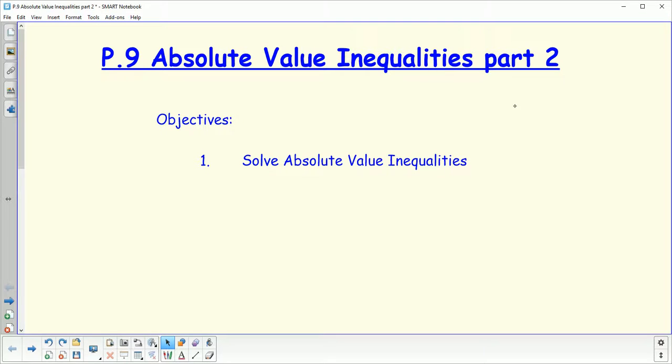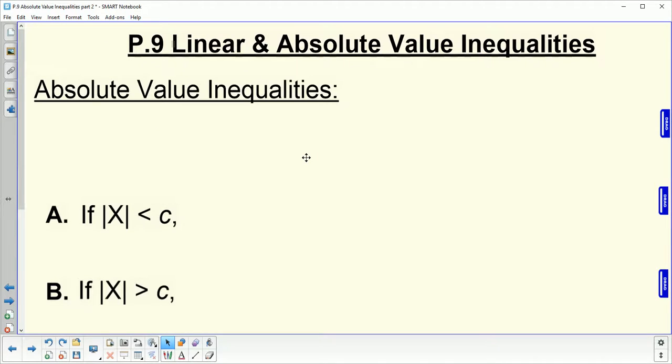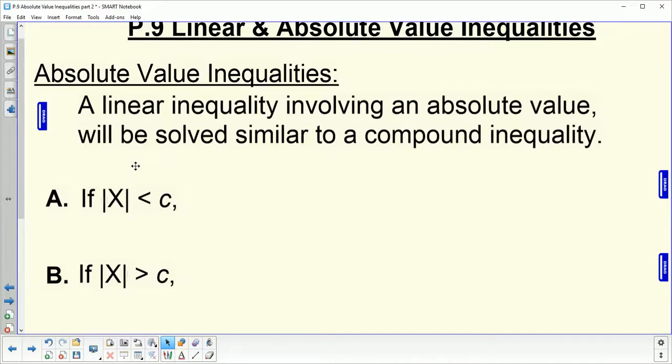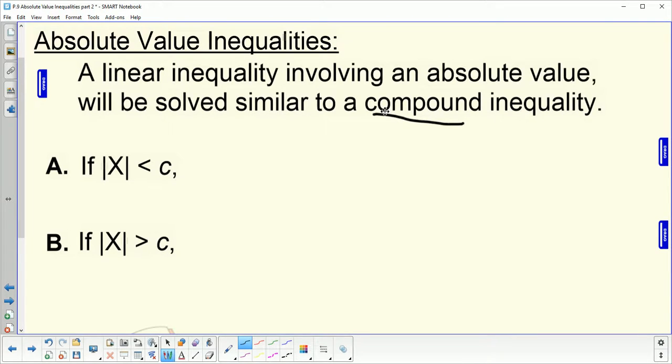Okay, pre-calc. Our second part of first chapter, section 9, is going to be about absolute value inequalities and how to solve them. They're going to be very similar to solving just linear inequalities, except now we're going to have an absolute value somewhere in the equation. And even more specific, we're going to solve them as a compound inequality. So remember, that was when we had an and or an or.